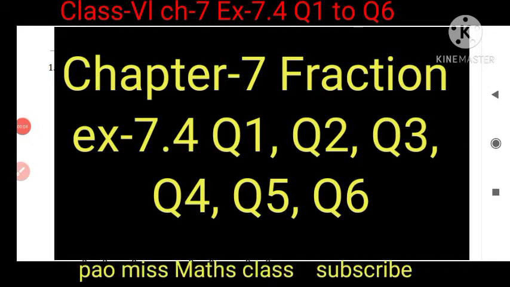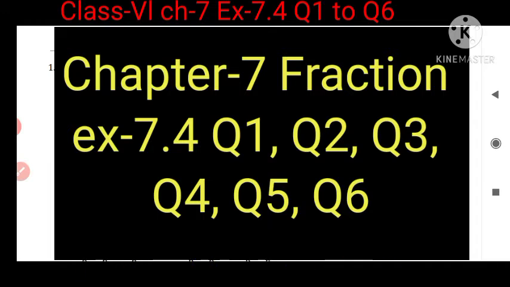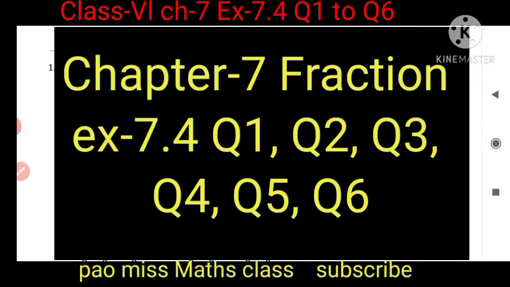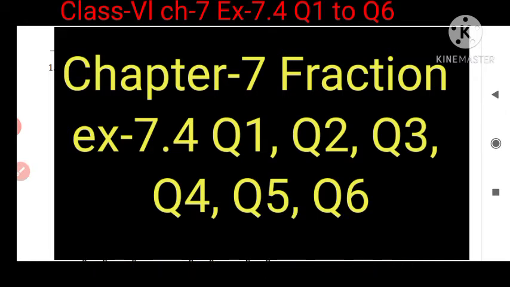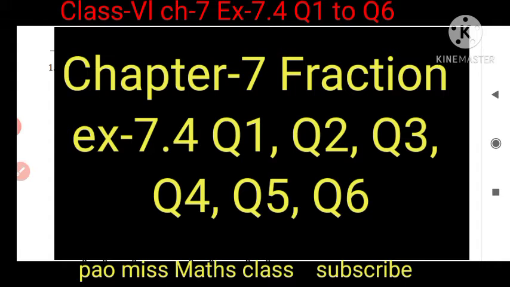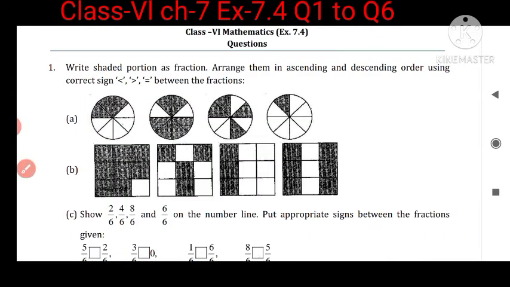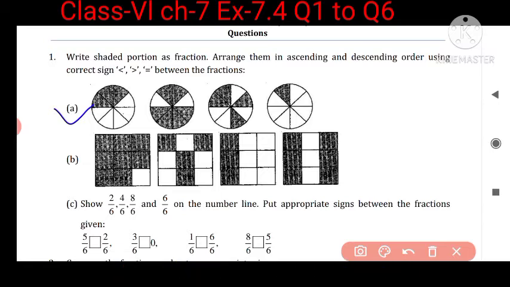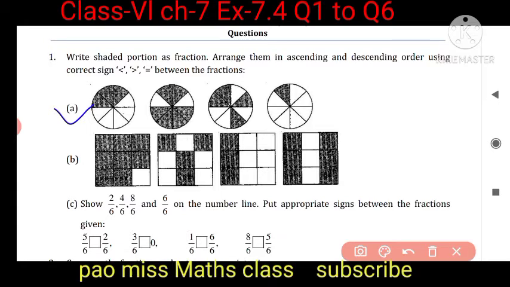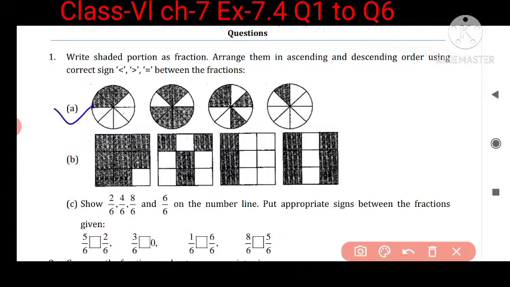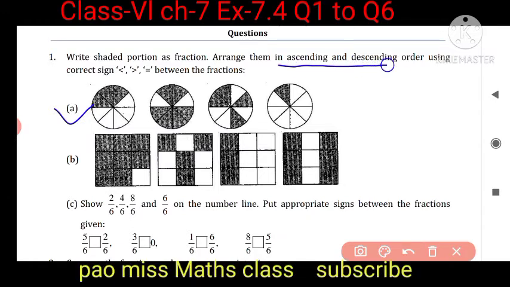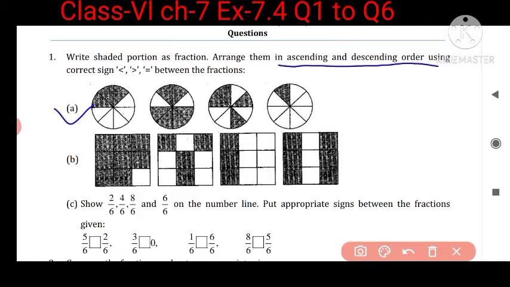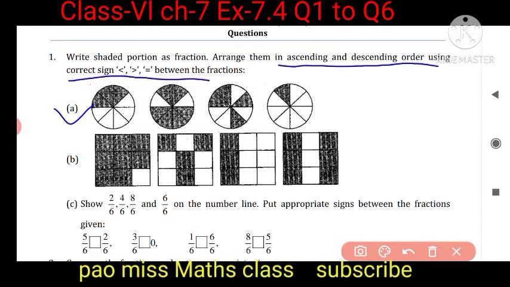So today in this video I will cover class 6 maths chapter number 7 fraction exercise 7.4. So question number 1, write shaded portion as fraction. We have to write all this shaded fraction. This given figure we have to write in a fraction and arrange them in ascending and descending order, using the correct sign between the fractions.